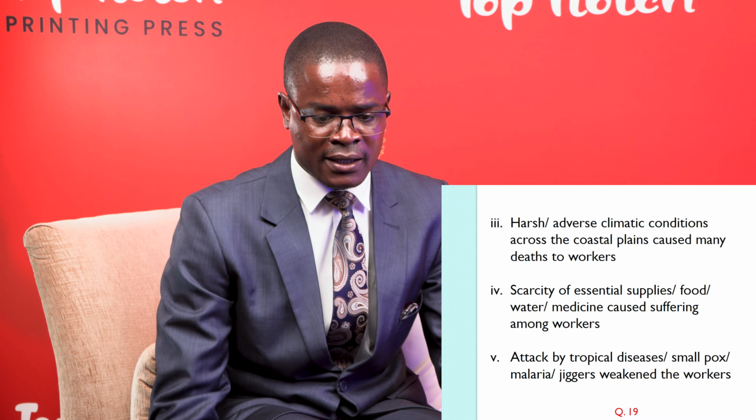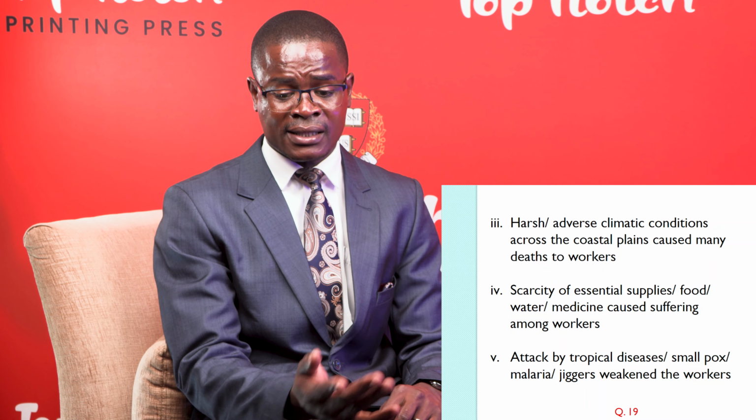Then we have scarcity of essential supplies. And what were these essential supplies? Food, water, medicine. This caused suffering among the workers, so that scarcity was also a problem. Attack by tropical diseases such as smallpox and malaria. They were also being attacked by jiggers. These weakened the workers a lot because they were always down with these tropical diseases that we have given as examples.